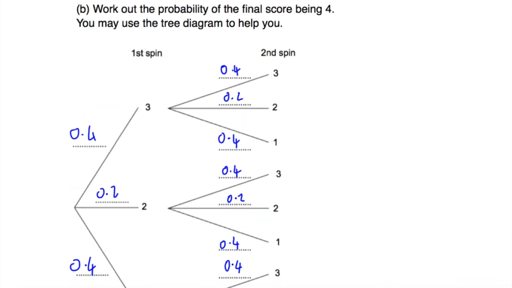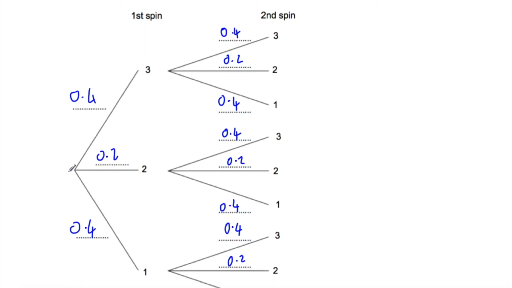So let's find the options that would give us a 4 as the final result. If it lands on a 3 and then another 3, that would be 6. That's not going to work. A 3 and a 2 is 5, that's not going to work. A 3 and a 1, that's 4, so that option would work. Let's star that one. A 2 and a 3, no, that's 5.